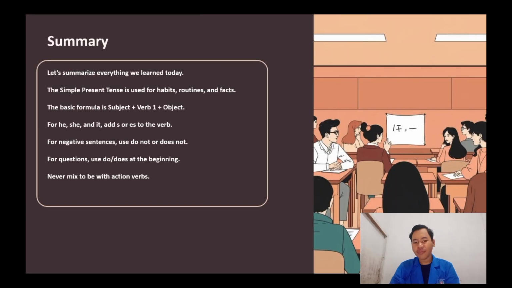Next, summary. Let's summarize everything we learned today. The simple present tense is used for habits, routines, and facts. The basic formula is subject plus verb 1 plus object. For he, she, and it, add s or es to the verb. For negative sentences, use do not or does not. For questions, use do or does at the beginning. Never mix to be with action verbs. Example, I go to school every day. Incorrect: I'm go to school every day. If you remember the tense rules, you can make correct sentences every time.